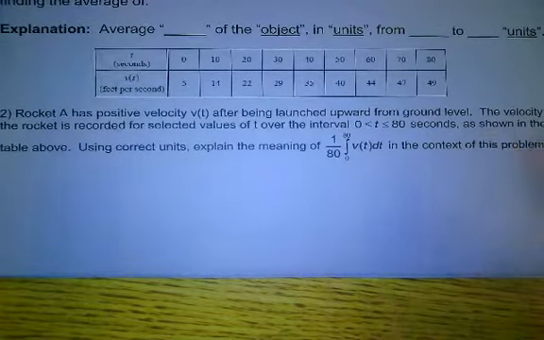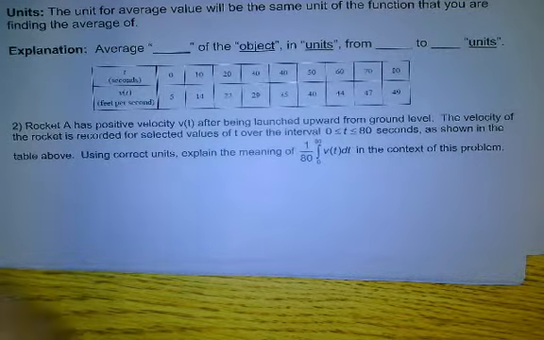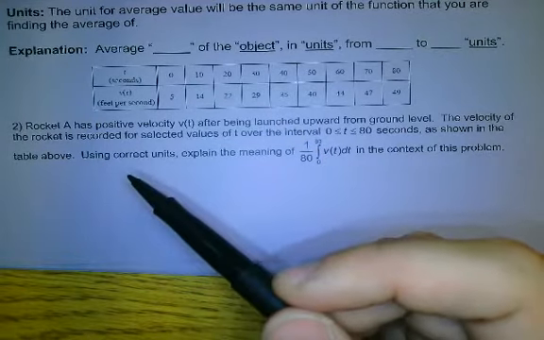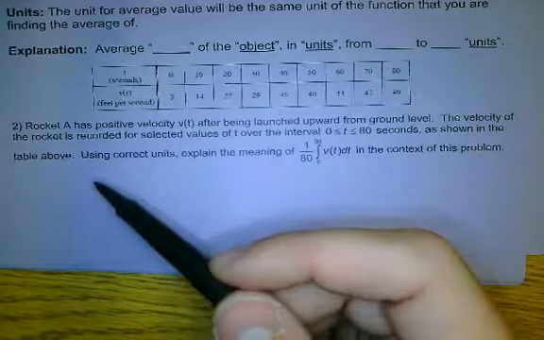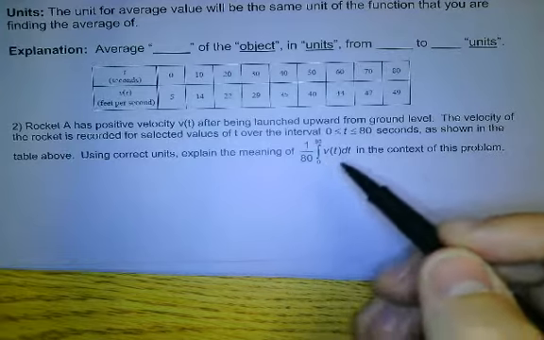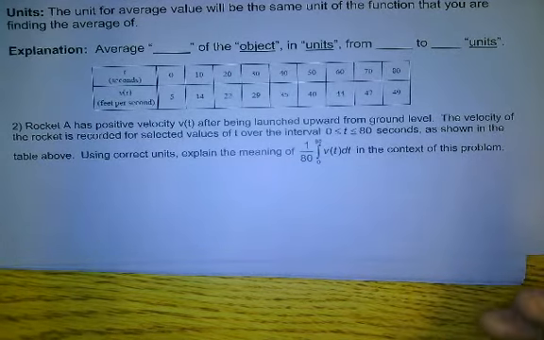All right, so here's part A for your response. Rocket A has positive velocity. After being launched upward at ground level, the velocity of the rocket is recorded for selected values of t over this interval, as shown in the table above. Using the correct units, explain the meaning. I'm only explaining the meaning of this right here. So what is 1/80 times the integral from 0 to 80 of v(t) dt? What does that mean?